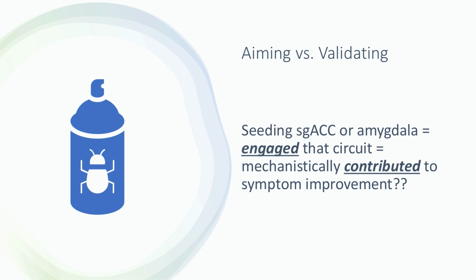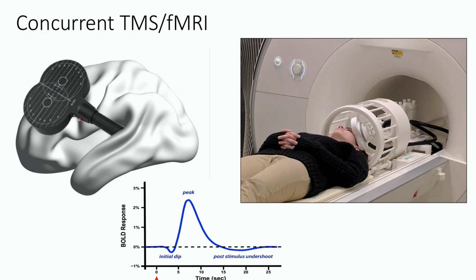Just because you do fMRI-guided targeting doesn't mean you know anything about where TMS propagates in that patient or how it modulated a circuit. So that's what I'm kind of arguing for. One tool that we can use to potentially establish that relationship between what TMS does and the clinical effects is the concurrent or interleaved TMS fMRI.